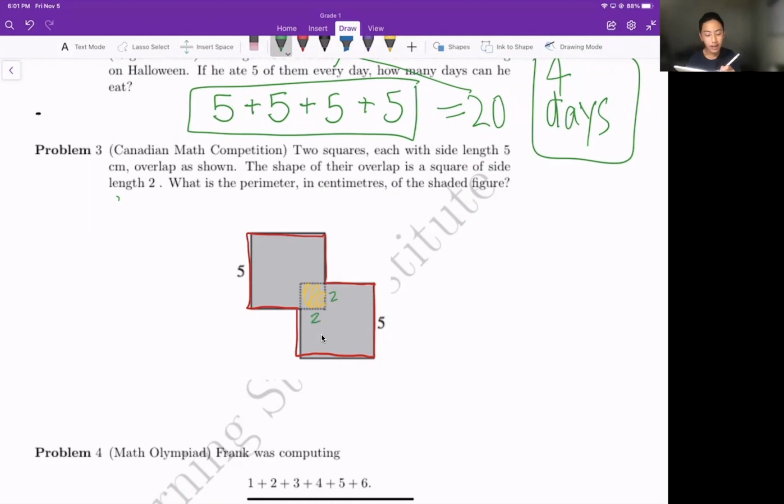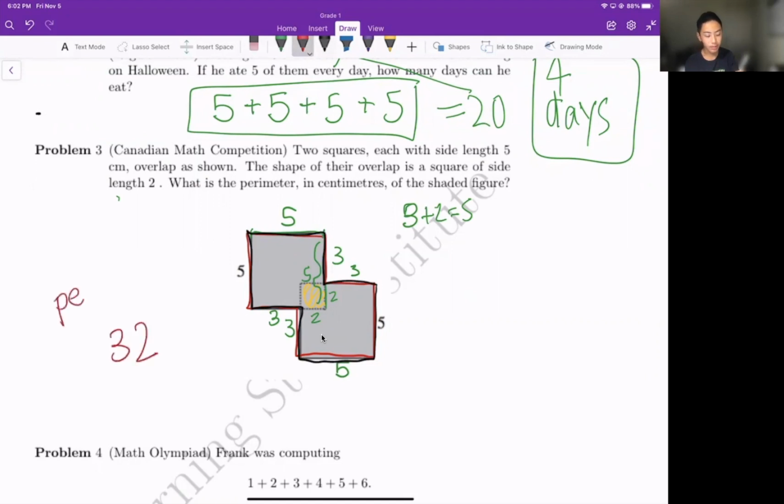So we know that this side should be 5 because this is a square, and this should be 3 because this is already 2 and this should have been 5. And 3 plus 2 is 5. And the rest of these should also be 3 except this one, which should be 5. And from then on, we can just calculate the sums of all these sides, and eventually we should get something like 32. So the perimeter of the shaded figure is 32.